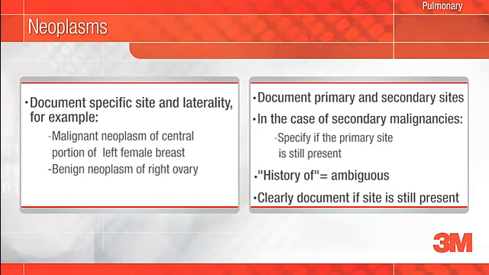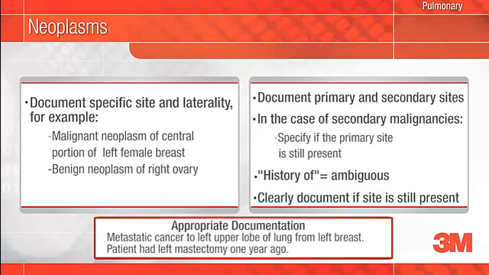For example, appropriate documentation of a lung malignancy would be metastatic cancer to left upper lobe of lung from left breast. Patient had left mastectomy 1 year ago. This documentation clearly identifies the primary and secondary sites and states the primary site is no longer present, all of which are factors considered in code assignment.